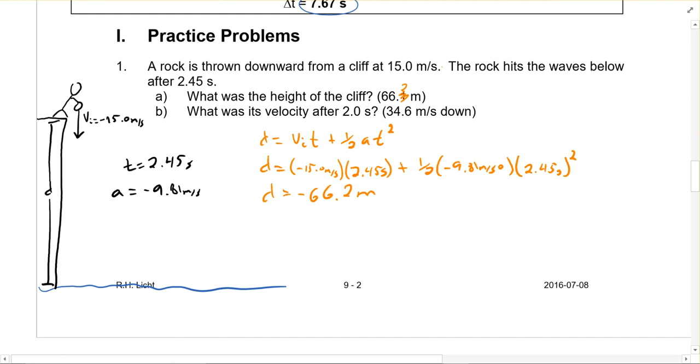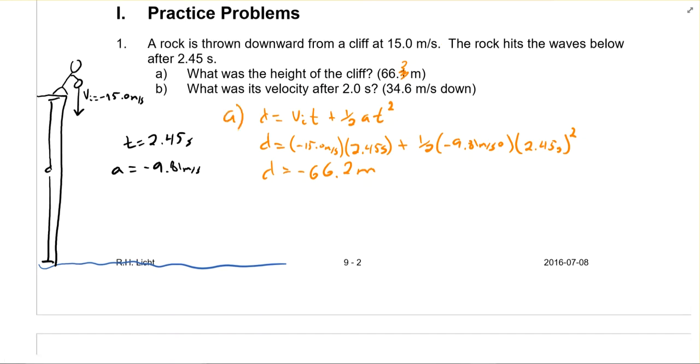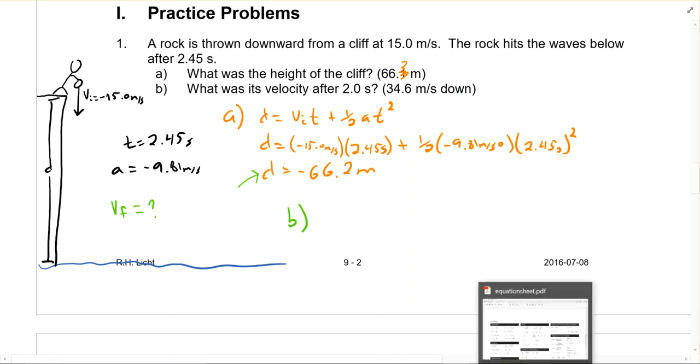Okay, B says, what was the velocity after 2 seconds? Okay, so for part B, it's going to be the same info, actually, and we can't use this D anymore because the distance at 2 seconds won't be 66.2. It's going to be something else. So for part B, we have acceleration, time, and VI. And now we're looking for VF, though. We're looking for how fast it's going at that point. So in that case, we don't even care about distance. So distance is the one that doesn't come up.